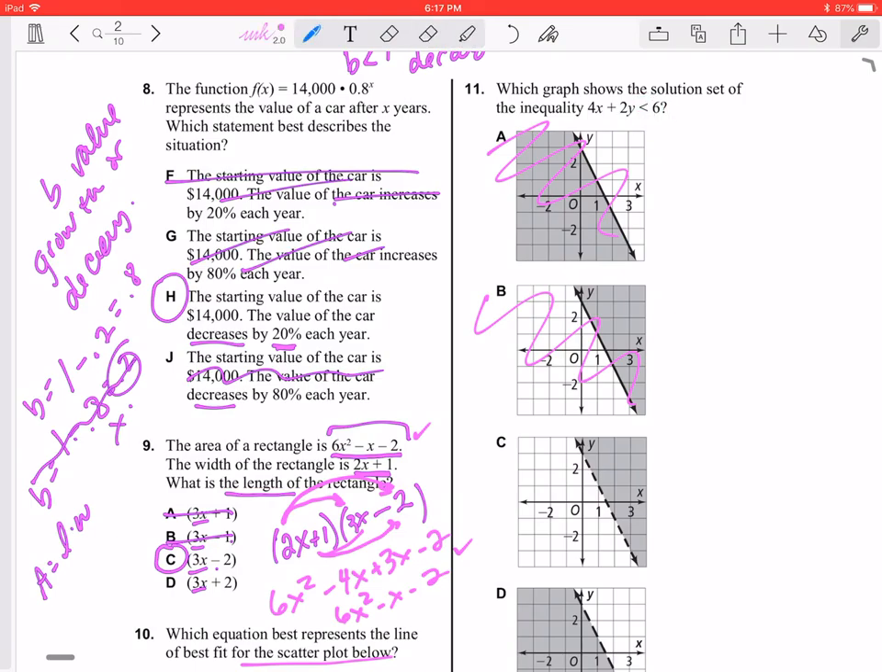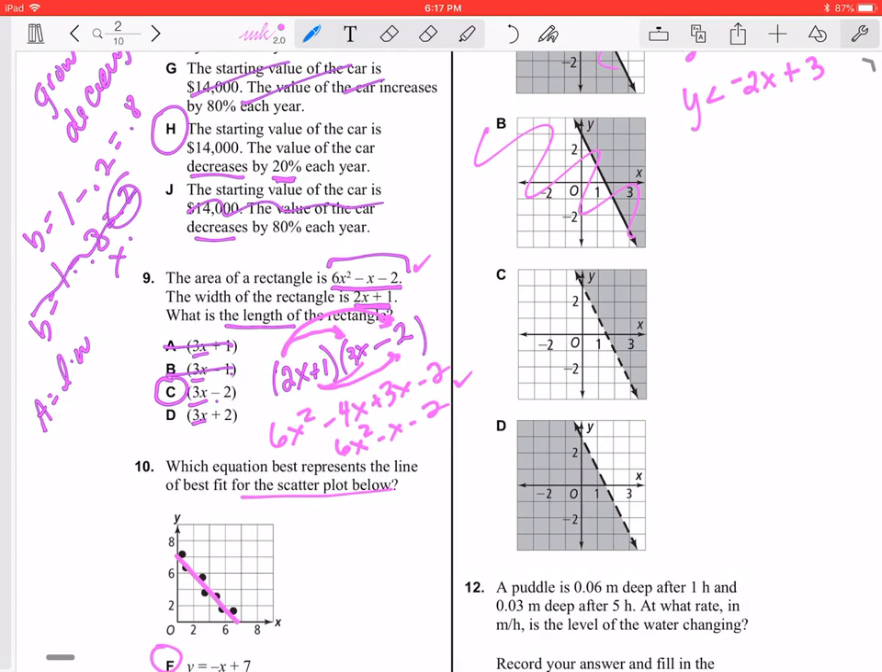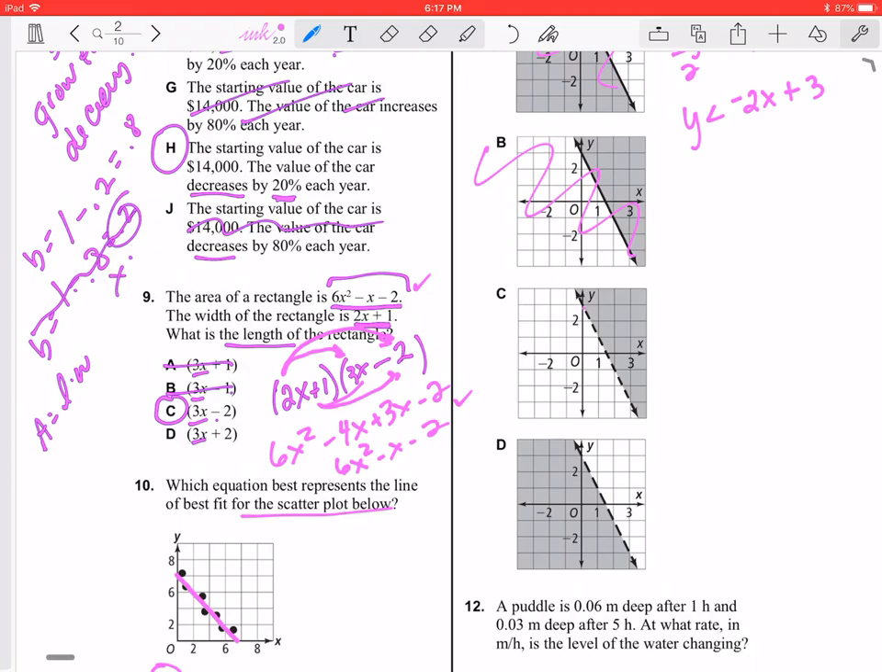Now, in order for me to graph this, I need to solve this to be in slope-intercept form. So I need my y by itself. I'm going to subtract 4x from both sides. So now that's going to be 2y less than negative 4x plus 6. I'm putting this in slope-intercept form. Now I'm going to divide by 2. So y is less than negative 4 divided by 2, which will give me negative 2x, and 6 divided by 2 will give me positive 3. So I have a y-intercept at 3. Both of these have a y-intercept at 3. Both of these have the same slope.